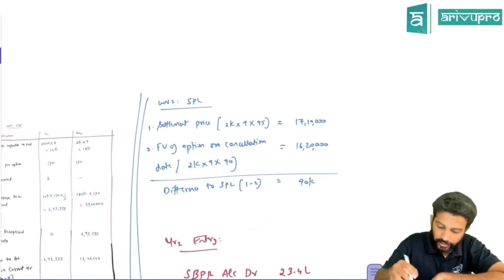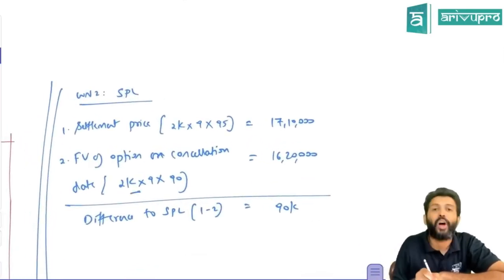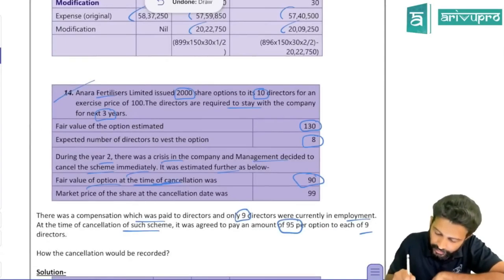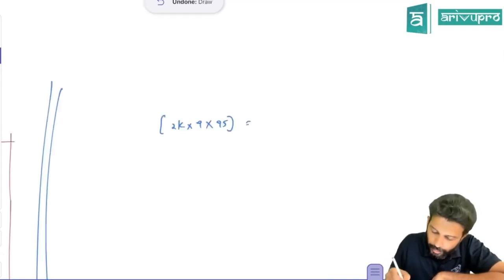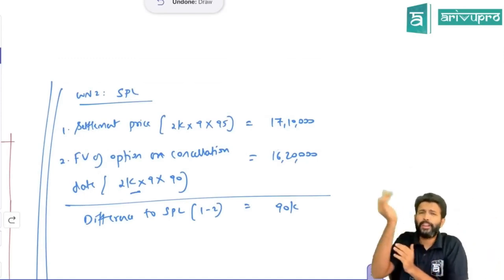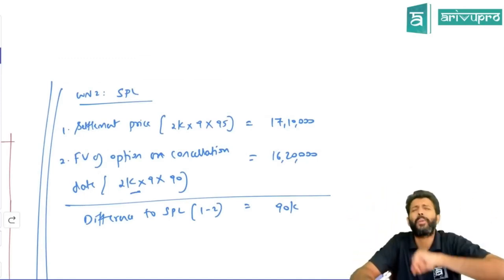One second, I think I have given the first one here. Sorry, my bad. This one. Okay, the fair value of the option on the cancellation date is 2,000 into 9 into 90. That's what we have taken here as 90. All right. So the fair value is how much? 16,20,000. That's the fair value of the option. Sir, if the value of the option is 16,20,000, ideally how much should you give?